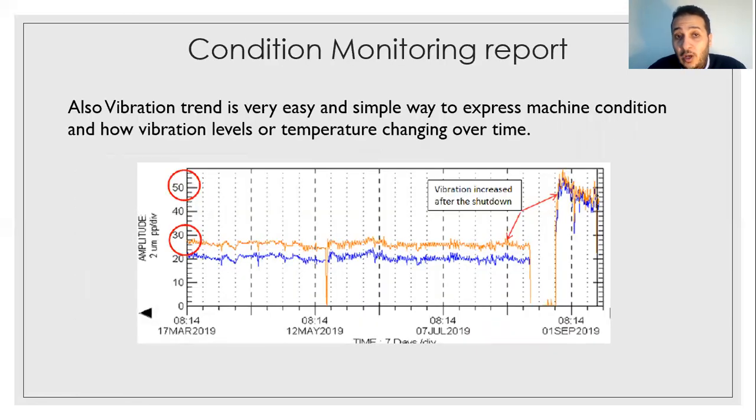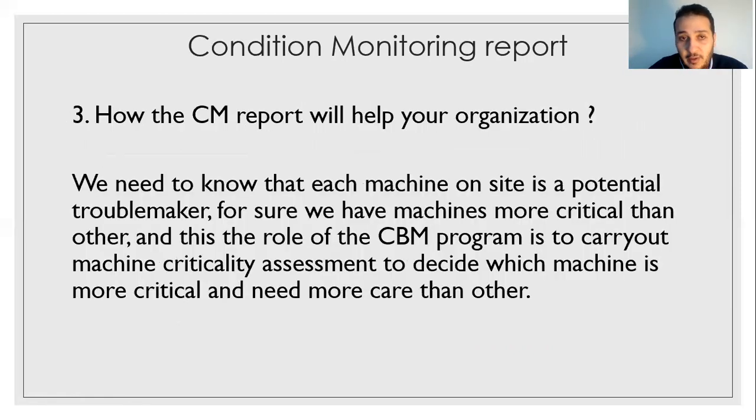If you don't want to include spectrums and waveforms, you can simply add the trend. A trend is a very good way to explain the machine condition. You can say the machine was at this level and then became this level, and there is an action required because of bearing failure or unbalance, and it increased from this level to this level because of this fault, like bearing failure, cavitation, circulation, unbalance, misalignment, or whatever.